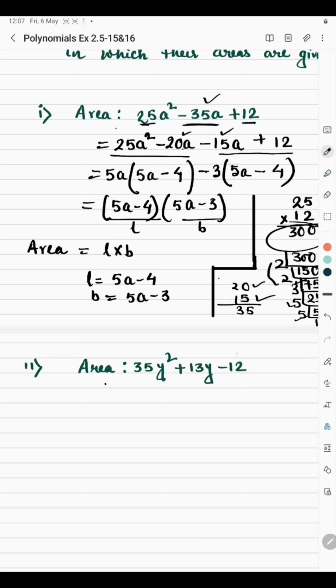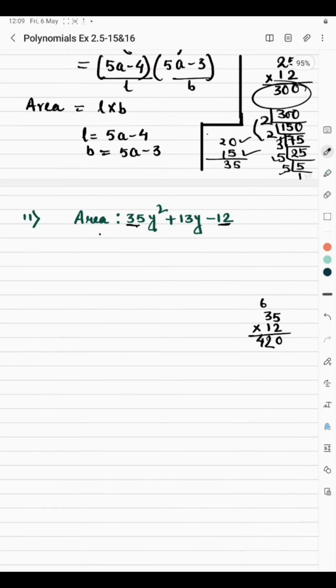So for this we have to take the constant term and the coefficient of the square term to multiply. So we'll multiply 35 by 12. 12 5s are 60, 6 carry. 12 3s are 36, plus 6 is 42, so it will become 420. Now we will have to find the factors of 420.